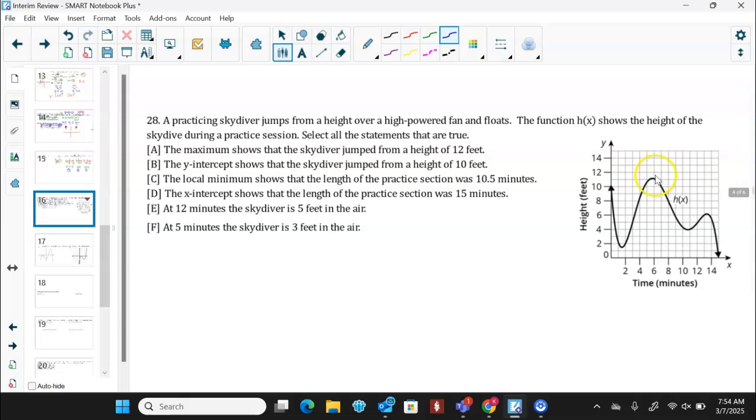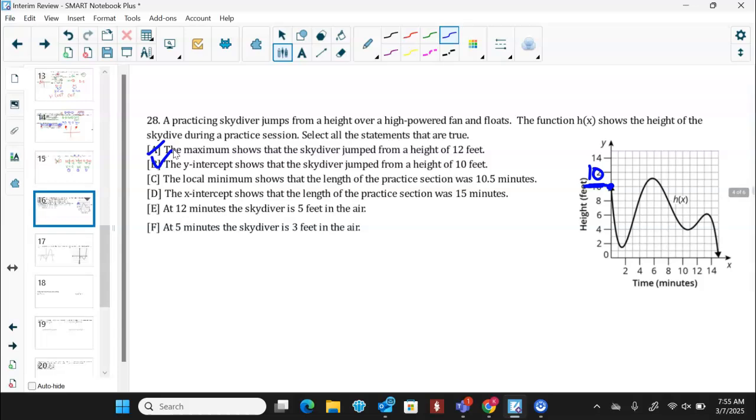So the maximum will be the highest hump right here, and that does not show 12 feet. It shows 11. So that is not a true statement. Okay, the next one: the y-intercept shows that the skydiver jumped from 10 feet. So let's see where he jumped at first. Okay, so he starts right here, and it looks like 10 feet. So that statement is correct. The y-intercept is 10.